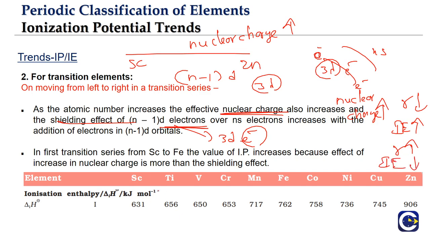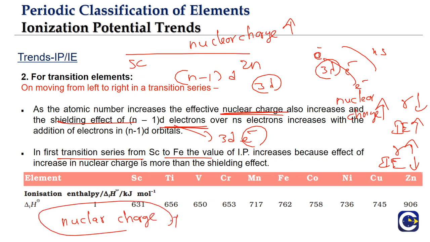So if you see the practical values, in the first transition, we'll call the 3d series the first transition. Remember what we discussed in the case of the radius? In the first part of the series, the increase in nuclear charge will be dominating the shielding effect. Here also the same thing, from scandium to iron. Scandium is what? 631, iron is what? 762. The ionization potential value will be increasing. You see 631 to 762.